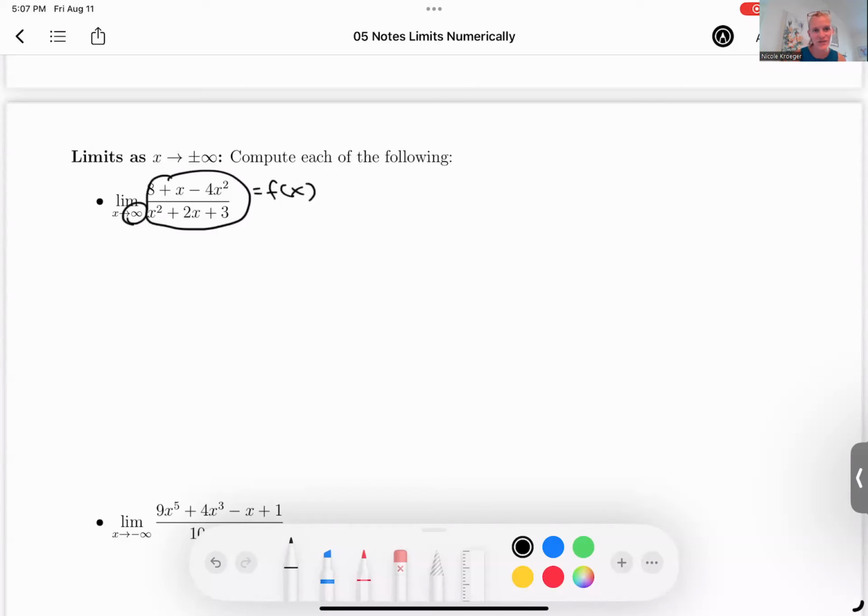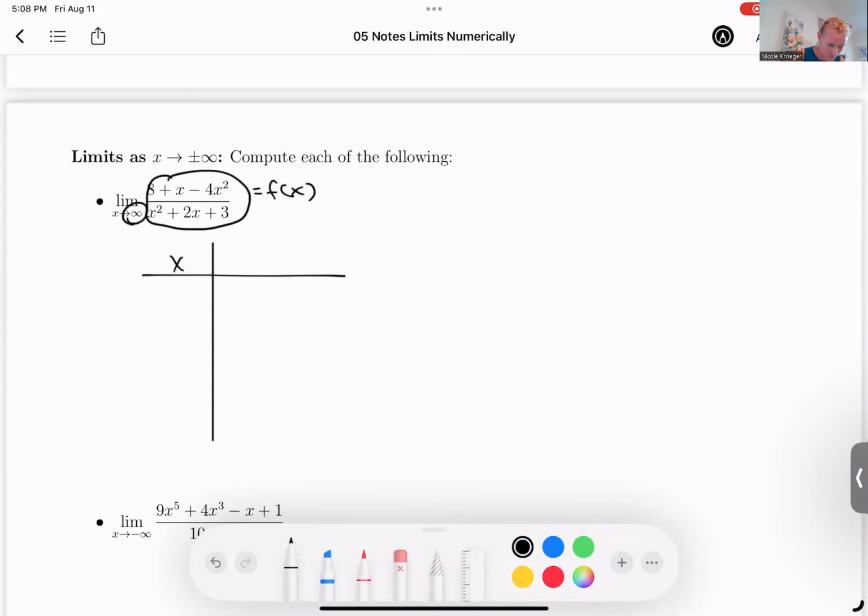My x is approaching infinity, so I have to figure out what my table is going to look like there. So what kind of numbers are infinite? Those are big numbers. So I want x to be getting bigger and bigger. Notice there's not two sides of infinity. We can't approach infinity from the left and right because infinity is kind of like our biggest thing we can think about. So we can just think about getting closer and closer to infinity.